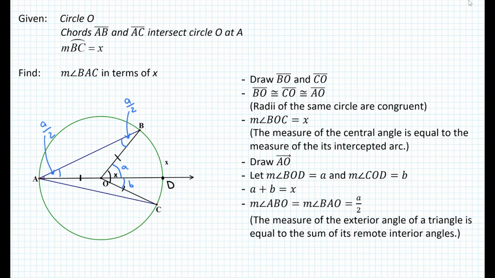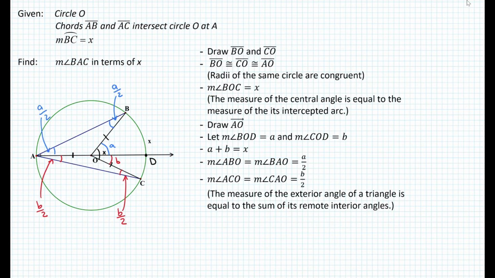Let me actually use a different color here. I picked red so we can distinguish this better. In a similar manner, we can say that the measure of angle ACO equals the measure of angle CAO equals B over 2. So now let's focus on just the measure of angle BAC. If we look at this entire angle, I'm going to highlight it here. That is the sum of A over 2 plus B over 2.